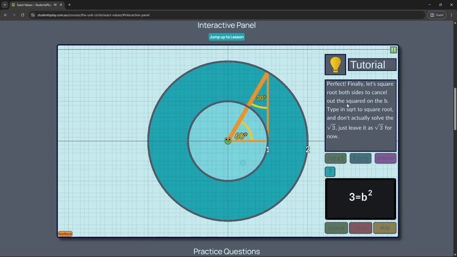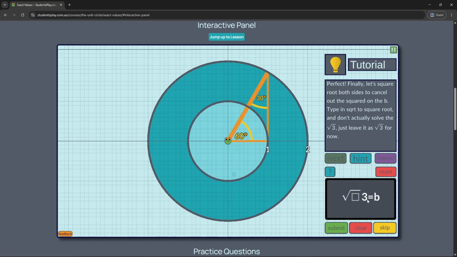Perfect. Finally, let's square root both sides to cancel out the squared on the b. You can type in square to square root, and don't actually solve for the square root of 3, just leave it as square root of 3 for now. Okay, so on the right-hand side, if we square root that, then it'll be square root of b squared, which is just b. So that'll just cancel that out. On the right-hand side, if we square root, we'll just get left with square root of 3.